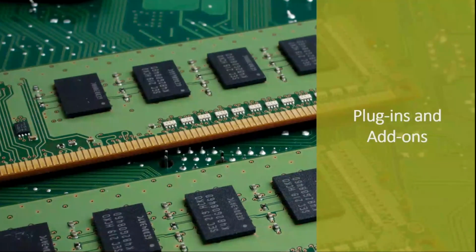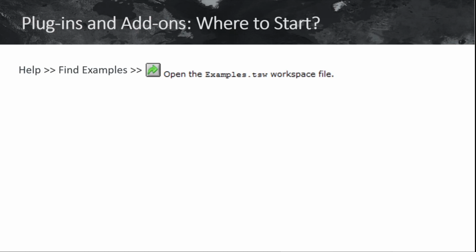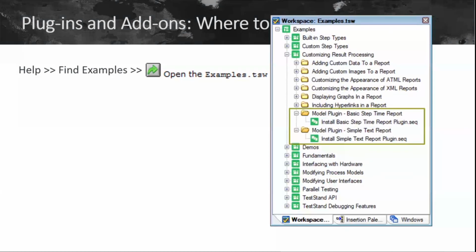Right, now let's have a look at how to create the plugin. So, where to start? First of all, I recommend to open the examples. By the way, you can easily access examples through Workspace, through Help. Then you have the whole list of available plugins in a tree view. And there are two nice examples inside of customizing result processing. They are about model plugins. And I first of all recommend to look at them.